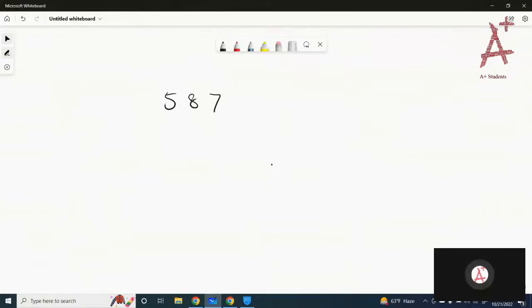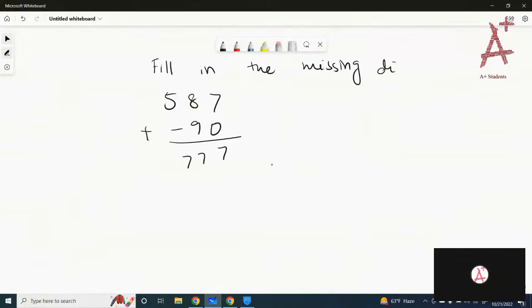You have 587 plus the missing number 9 and 0, and then you have 7 7 and 7. Let me write the lesson name also, please. Fill in the missing digits.